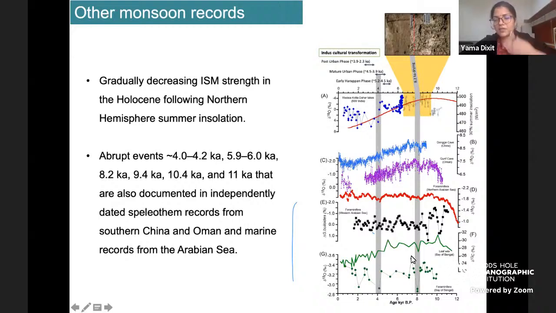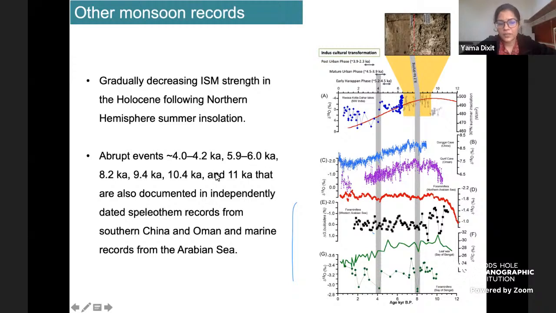Now, these are other records based on different chronologies. What I am trying to say here is that the inferences that I've drawn from Northwest Indian lakes are not regional. It looks like there was a global imprint. They were global events, and these were recorded in other records also.